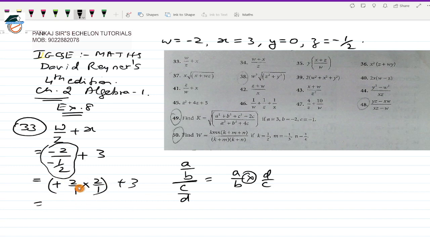So far I have come to this answer. Now this is multiplication of two fractions, so you multiply the numerators and the denominators. 2 into 2 will be 4, 1 into 1 will be 1. So that's 4 upon 1 plus 3. Now 4 upon 1 is nothing but 4, and then plus 3 will become 7. So the answer for the 33rd question is 7. Is that clear?